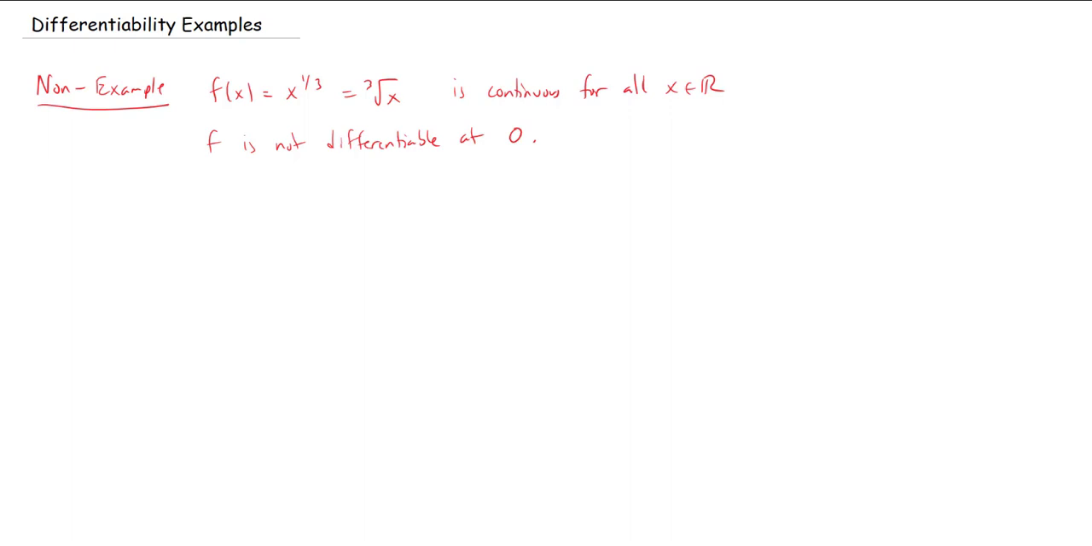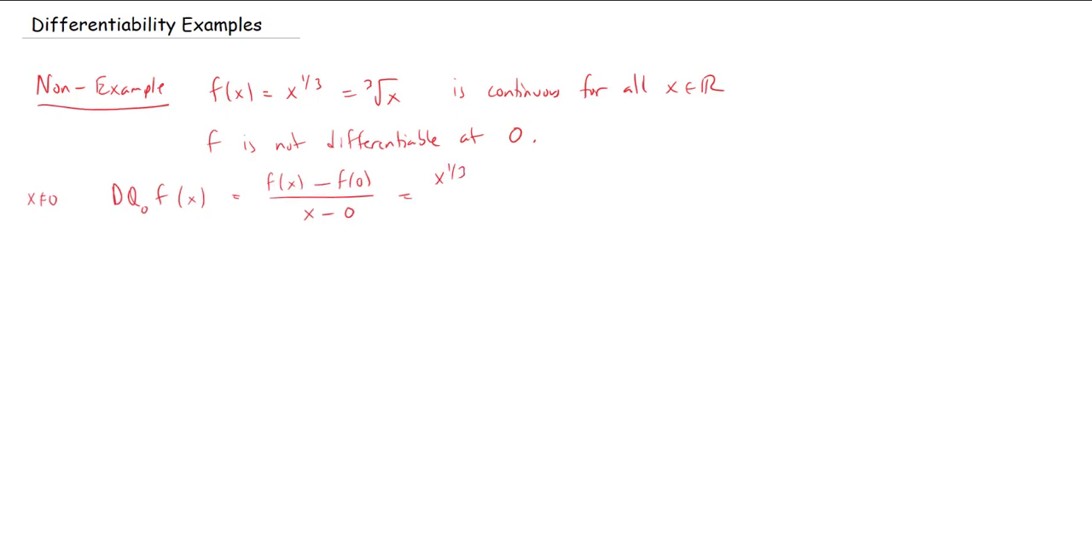So I want to compute the difference quotient at 0 of f. At some value x not equal to 0, this is going to be the value of f at x minus the value of f at 0, divided by x minus 0. This is easy to compute because we know what f of x is. f of x is x to the 1/3 power.